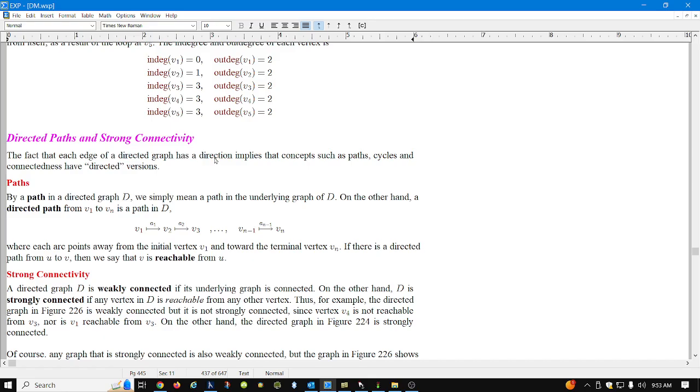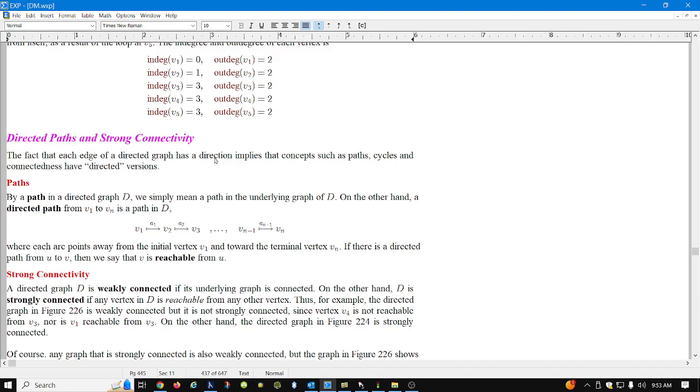Also, the notions of walks and trails and paths and circuits and cycles, they all have directed versions. We're going to concentrate only on paths, so it'll be simpler. When we talk about a path in a directed graph, we mean a path in the underlying graph. So it has no direction.